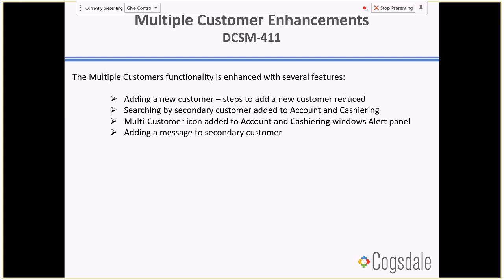Another enhancement is that searching by secondary customer is added also to the account and cashiering window. At the same time, when you add a secondary customer on this window, we display a multi-customer icon on the account and cashiering window on the alert panel. Also, adding a message to the secondary customer was not possible before, so we have added that as well, when you are adding a message to the primary customer on that location. So I will go through each of these now separately.